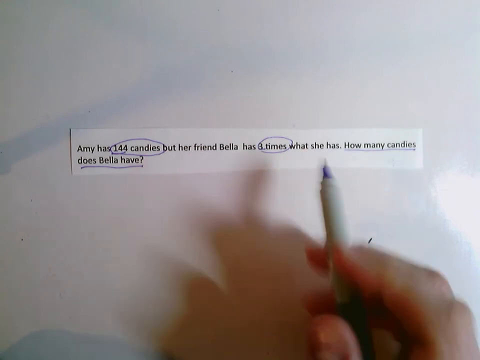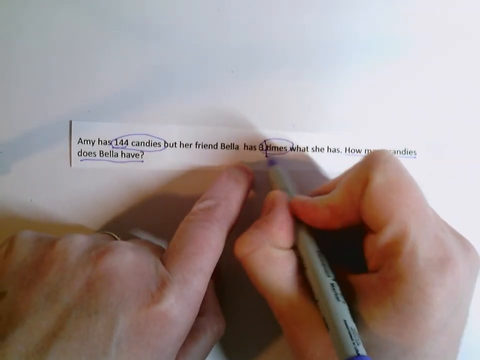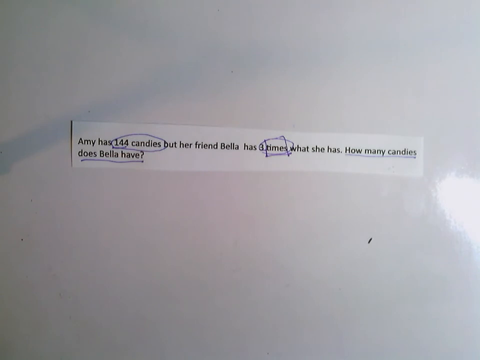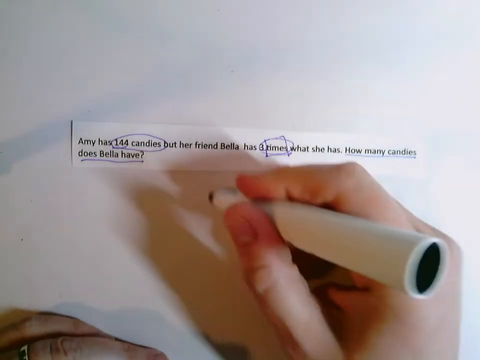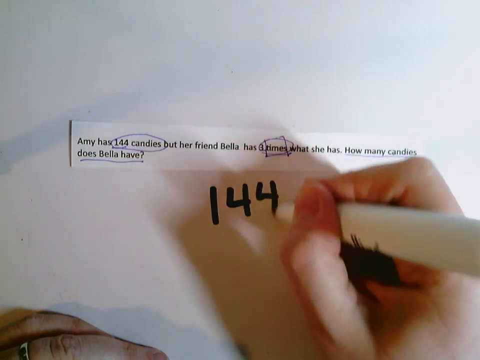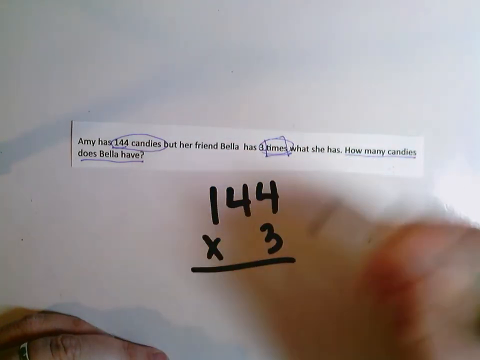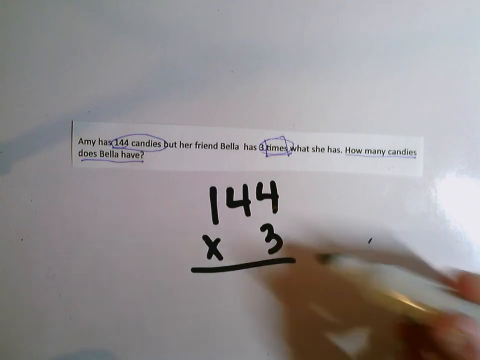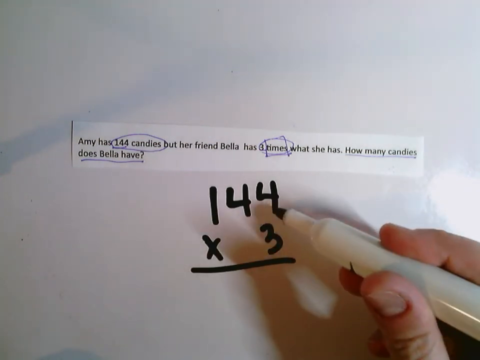I see that word times. I actually can even box that out. That's one of our clue words. Has 3 times as many. So I know I'm going to multiply. So my problem would be 144 times 3 to find out how much Bella has, because Bella has 3 times as many as Amy, and Amy has 144.